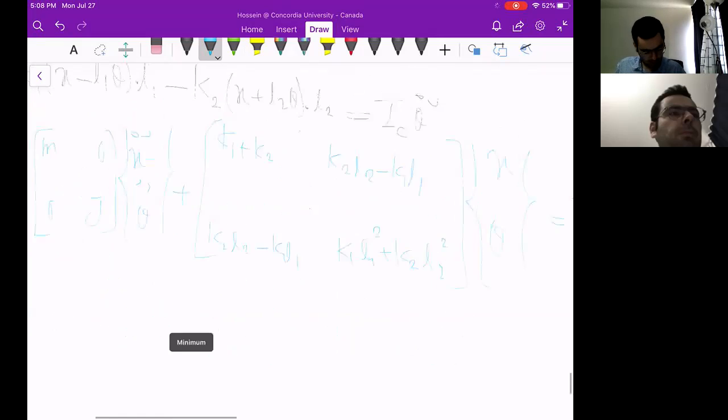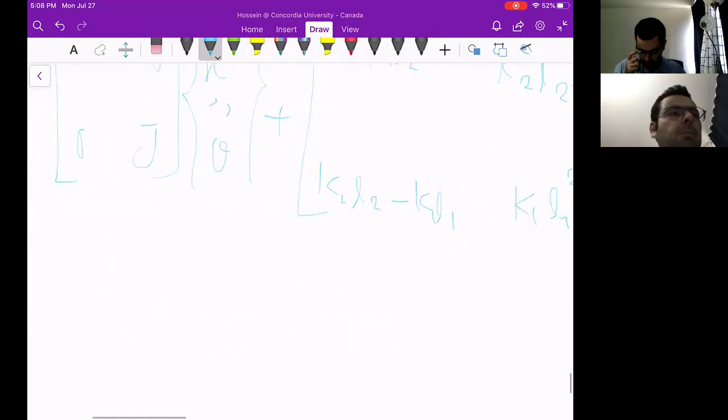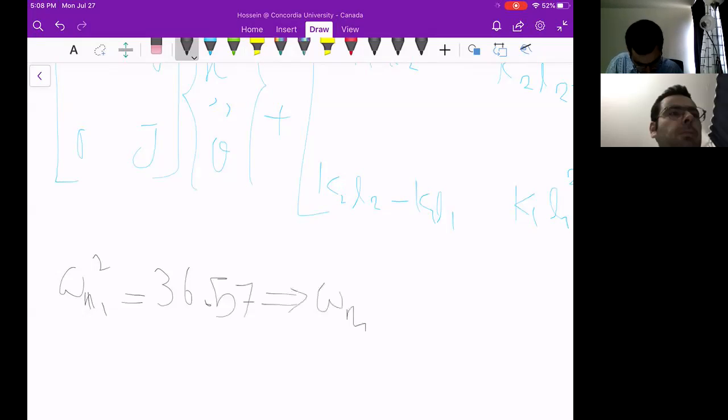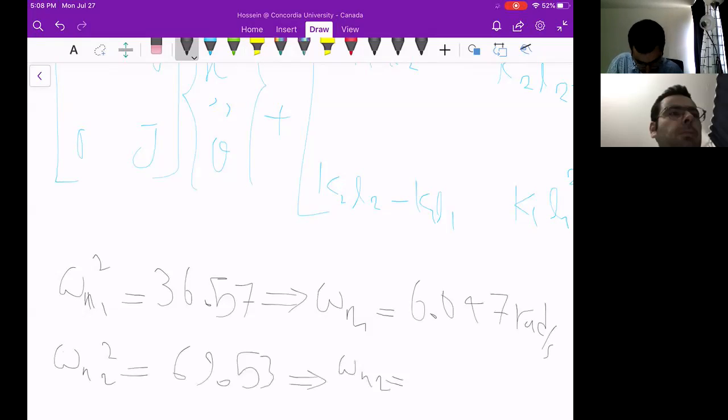If you solve it for natural frequency, omega n squared would be 36.57. Therefore, the first natural frequency would be 6.047 radian per second. And the second natural frequency squared would be 69.53, and the second natural frequency would be 8.34 radian per second.